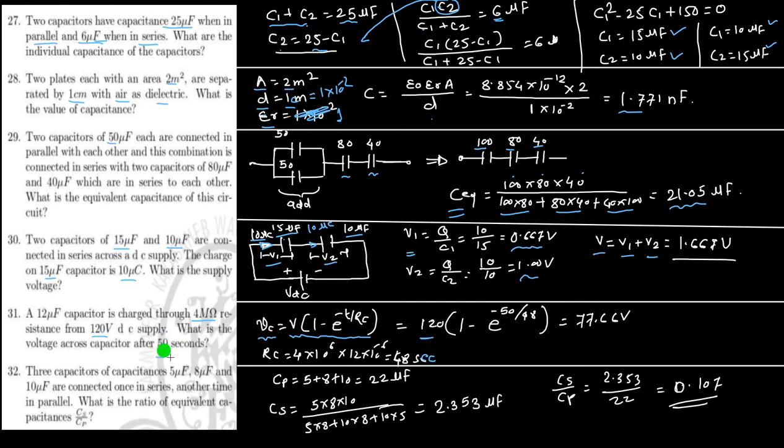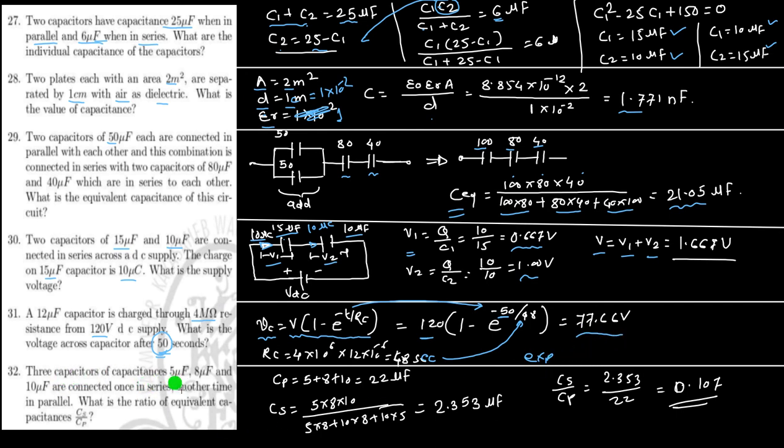In the question, the time is given as 50 seconds. So time is taken as 50, and this value of RC is substituted here. So this is the exponential function on your calculator. You calculate this exponential function and you will get the value as 77.66 volt.